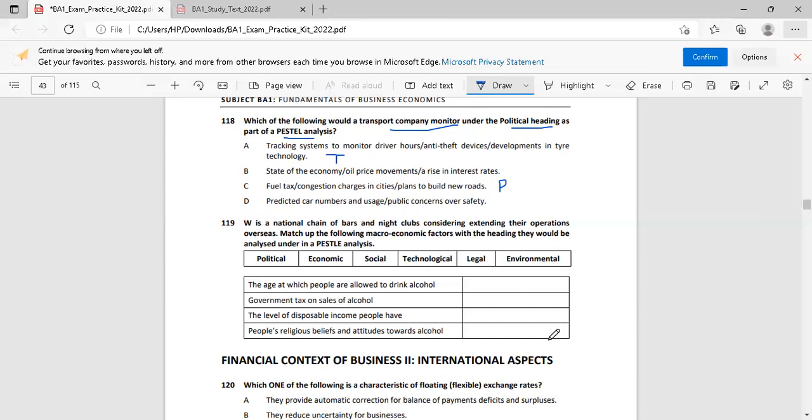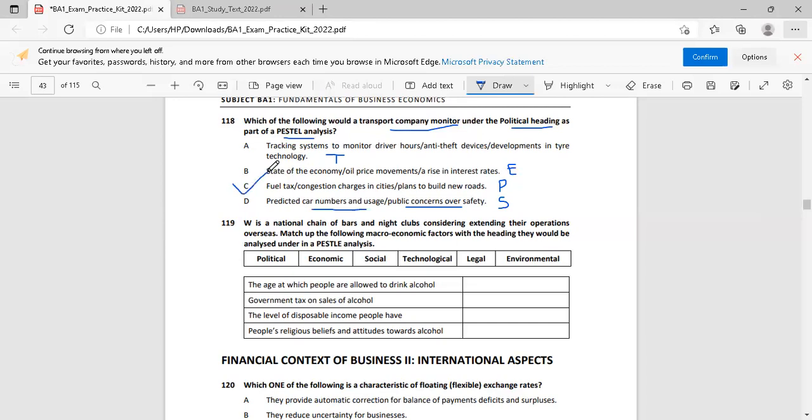Predicted car numbers and usage, public concerns over safety, that? This is about social concerns, the way people see car numbers and usage, the tastes and preferences of people. So we can go with this one as social. State of the economy, oil prices: that is an economic factor. So if it is the political heading, we have to choose C.